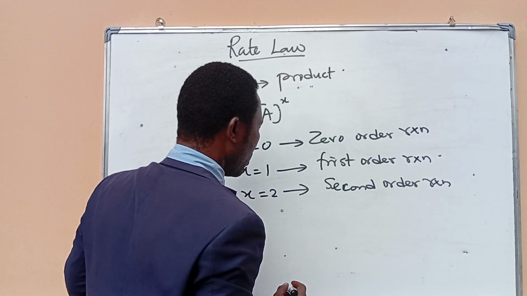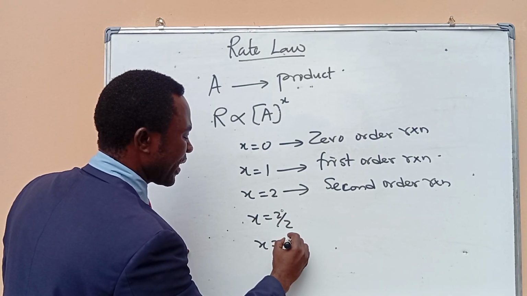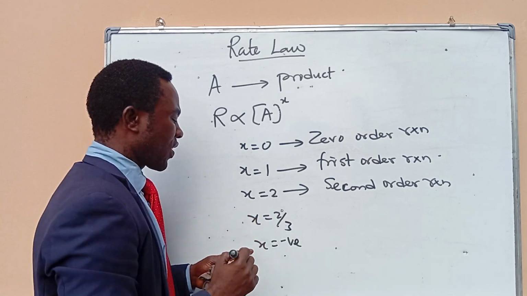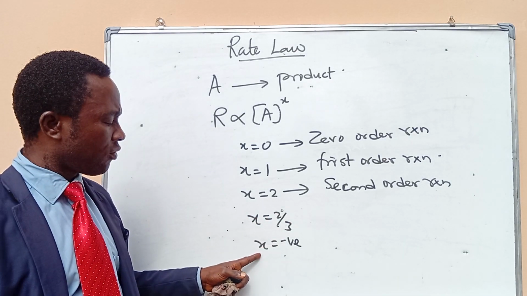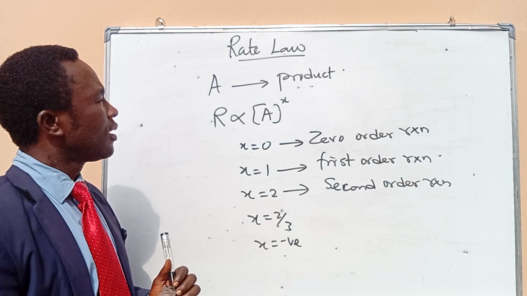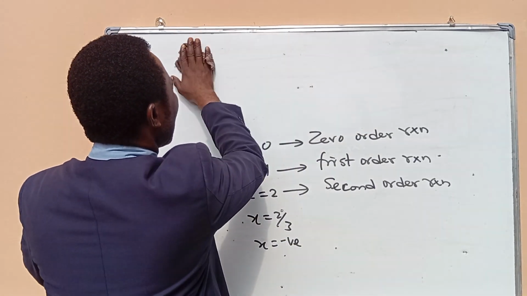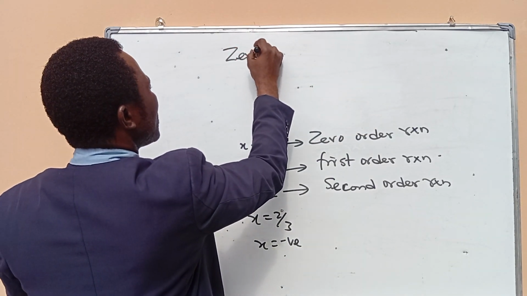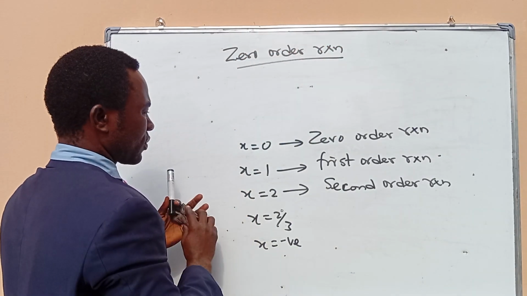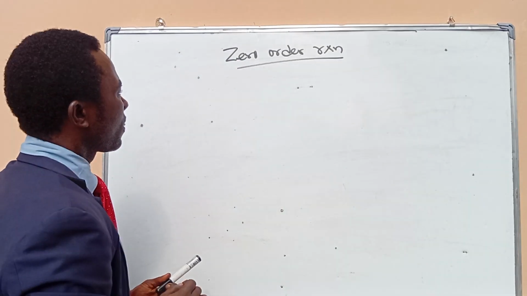Note, x can also be a fraction, and x can be negative. So we have fractional order reactions, and we also have negative order reactions. Now, in this class, let us take zero order reaction. What is a zero order reaction? A zero order reaction is a reaction that is in zero order.